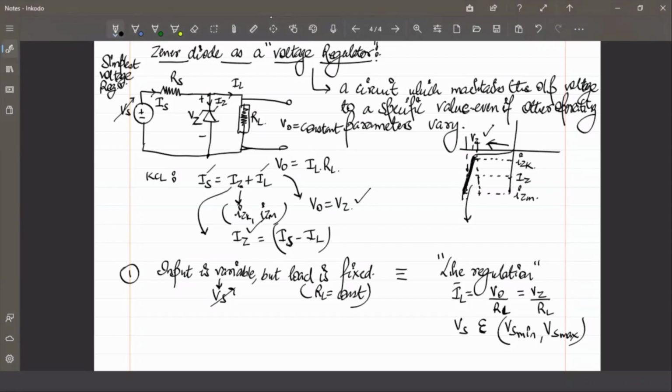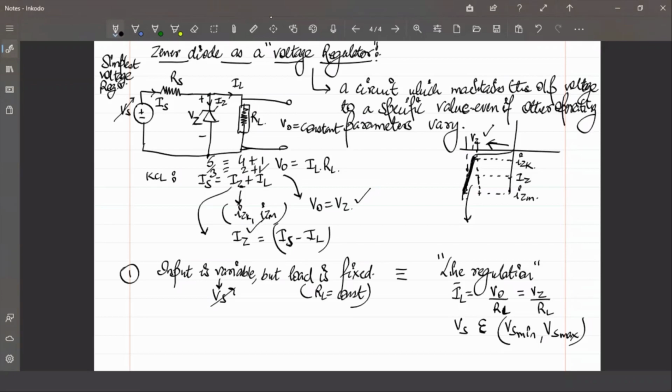Since we have written this equation here, Is is equal to Iz plus IL, so if my source current is 5 amperes and this is 1 ampere, this will become 4 amperes. And if my source current is 3 amperes and this is equal to 2 amperes, this is equal to 1 ampere. That means if my load is fixed here, it is always requiring 1 ampere of load current.